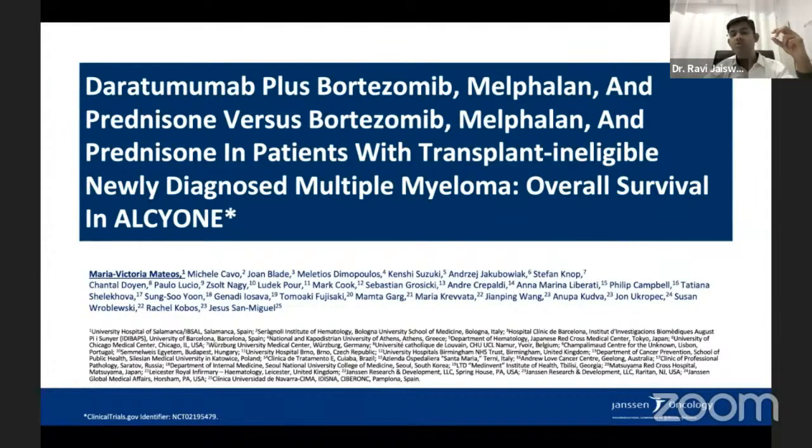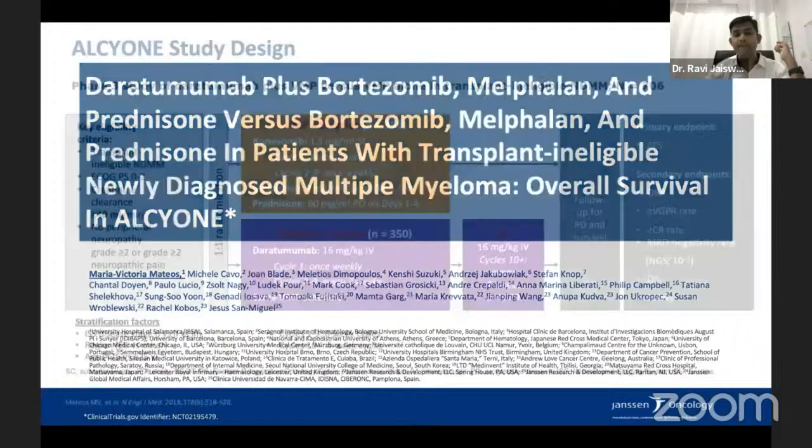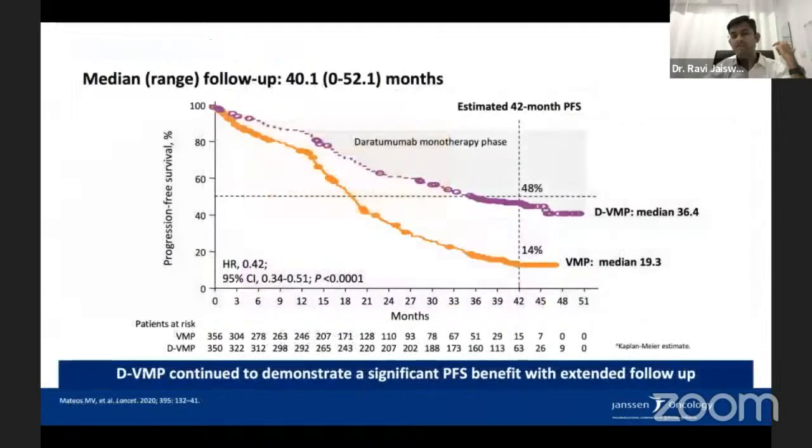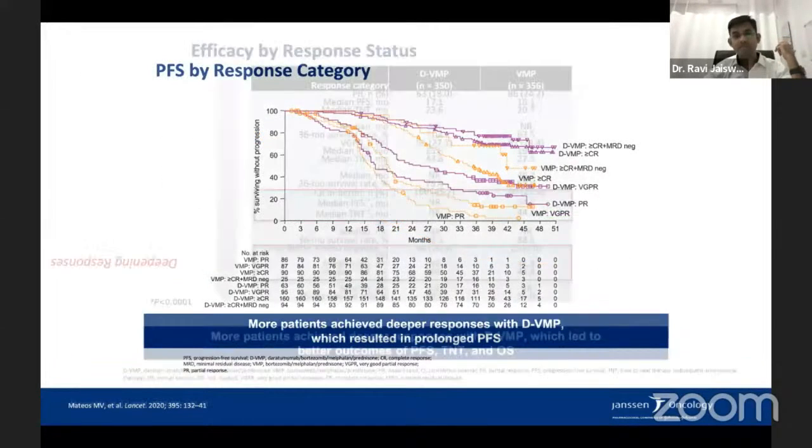So this study used Dara plus bortezomib, melphalan and prednisone, which is known as the VMP regimen. So this VMP was compared with Dara VMP, followed by Dara for at least 4 cycles until there was progressive disease. And at a median follow-up of 40 months, it was found that the patients who had the opportunity to get the Dara had a remarkable improvement in PFS.